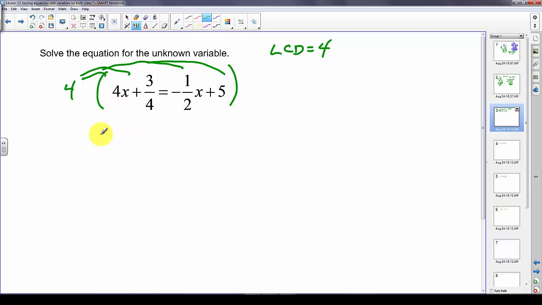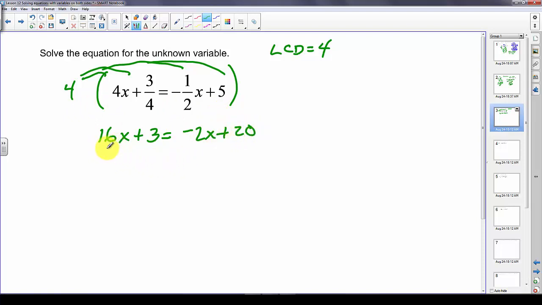4 times 4x is 16x. 4 times 3/4, the 4's reduce, and I'm left with 3. 4 over 2 reduces to 2, and there's an x there, so that's a negative 2x. And 4 times 5 is 20.